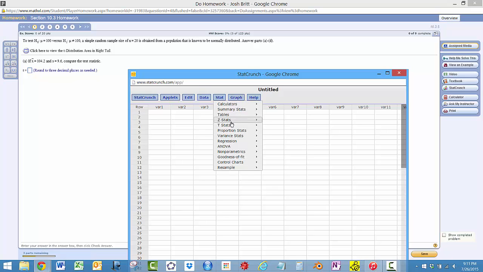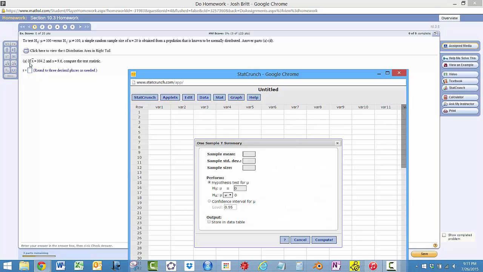So we'll click on Stat, T Stats, One Sample, With Summary. With Summary, because we're given the sample mean and sample standard deviation. If we're given a data set, a bunch of numbers, then we just click on With Data, click the variable, and go through the same process.